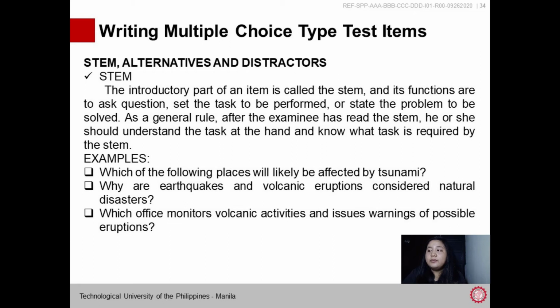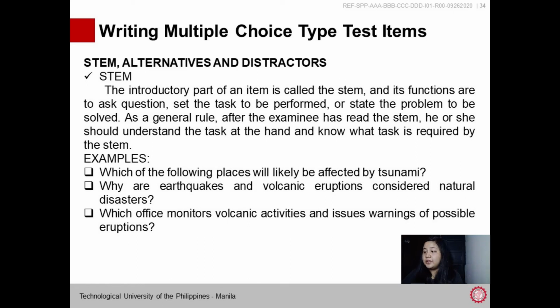So halimbawa, ang problem is: Anne buys an apple and she gave an apple to Marie. How many apples does Anne have left? Okay, so may mga choices doon. So yung mga students, kailangan nilang isolve yun. Gagamit sila ng 1 plus 1, or they could use different mathematical equations or different mathematical solutions to find out the right answer.